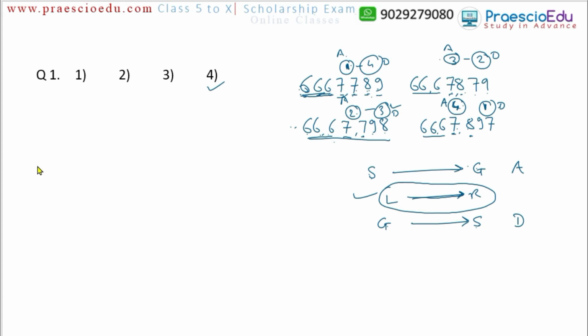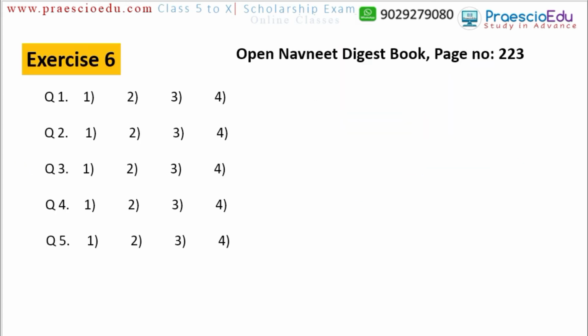Now we will solve exercise 6, which is available on page number 223. Question number 1: what will be the sum of the first and third number? The numbers are given, and I note them down here on another screen. If you see the higher place, which is the 10,000 place, everywhere 3 digits is mentioned.